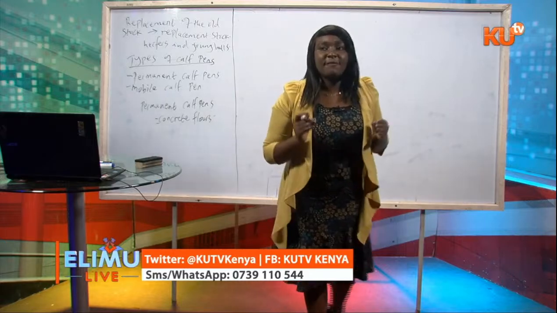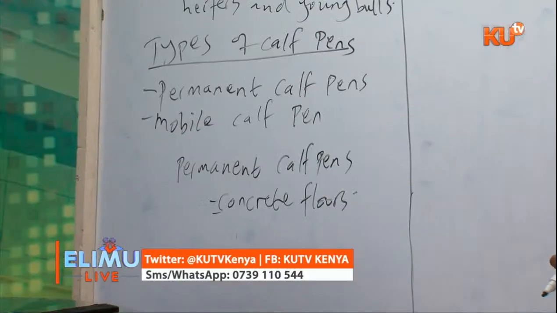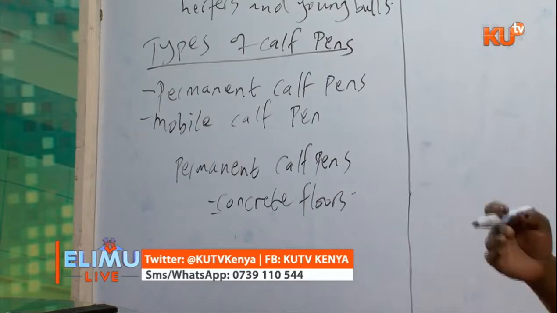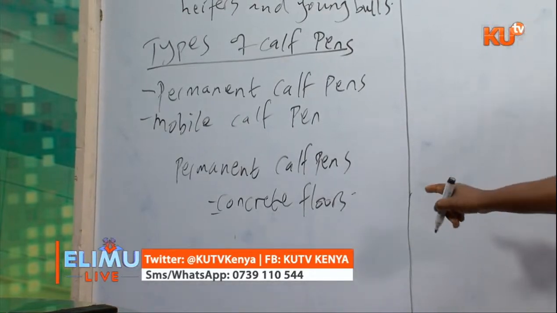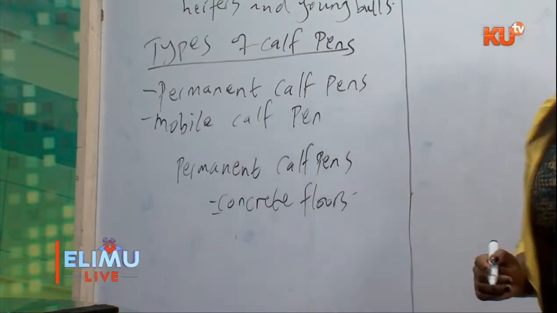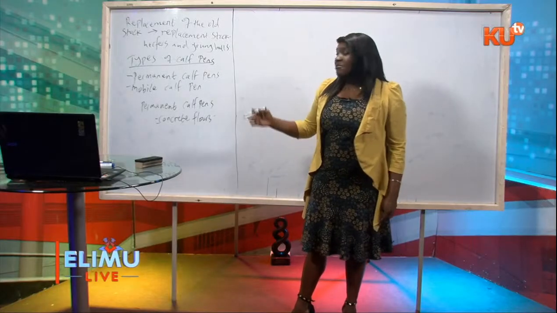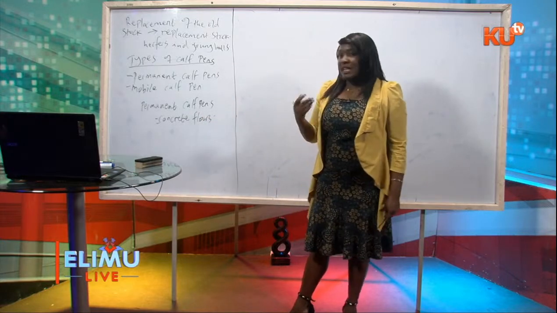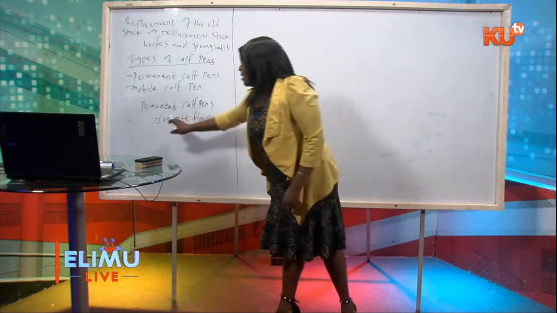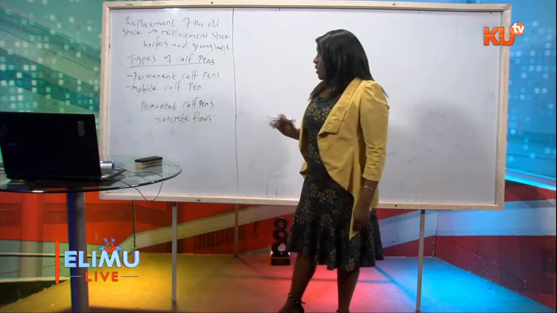A permanent calf pen that has concrete floors means that the floor is easy to clean, and you can clean it easily and drain the dung and the urine to ensure that the place is always clean. So we have the concrete floors.